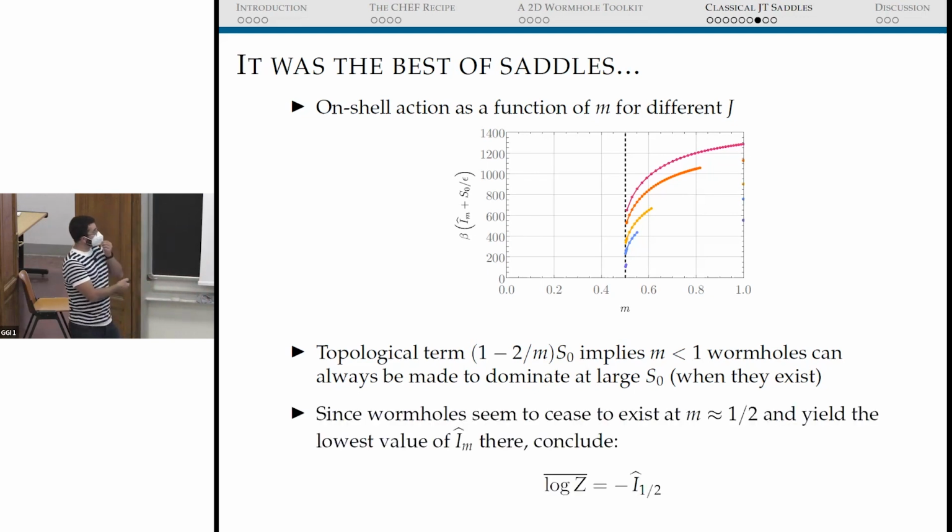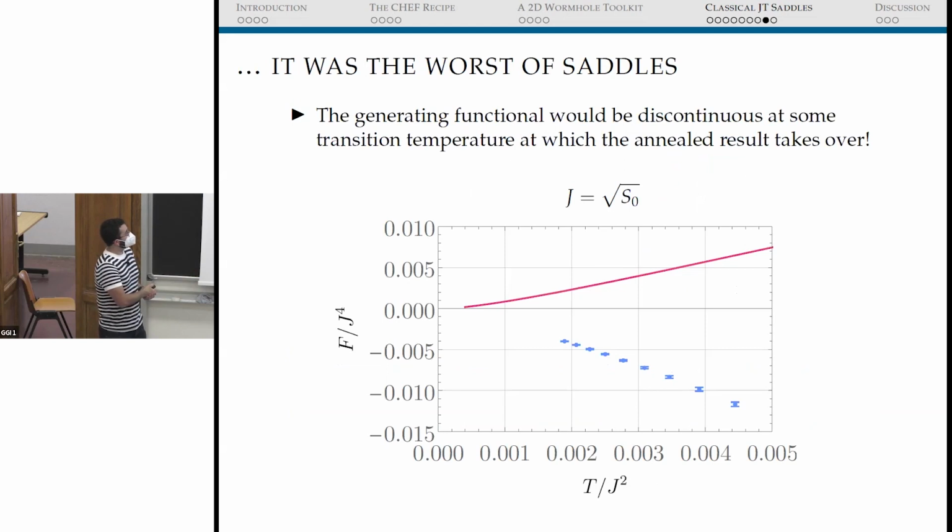And if we consider our replica symmetric ansatz with replica symmetry breaking, what we find, because they stop existing but minimize the action of m equals 1/2, is that the quench logarithm should be given by minus I of 1/2. So far, so good. So we can just look at what happens to the quench logarithm if we track these saddles. And this is where it was the best of saddles turns into it was the worst of saddles. The generating functional would be discontinuous if we track these saddles.